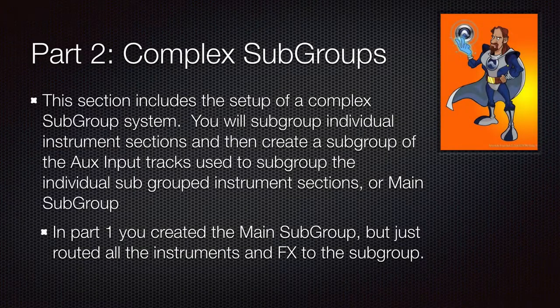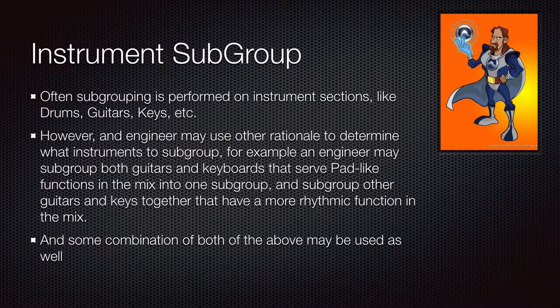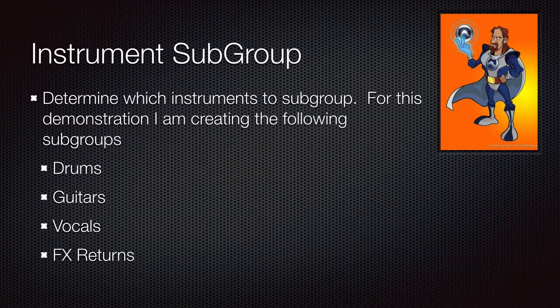Okay, in part two, we're going to learn how to do some complex subgrouping where we will subgroup individual instrument sections and then route those to the main subgroup. Now, there are lots of reasons why you subgroup. It might be for processing. It might be to combine together different instrument sections or instrument sections that perform the same function inside the mix, keys and guitars that perform a pad-like function. Lots of different reasons. So for practicality and demonstration, here's how we're going to break up this session.